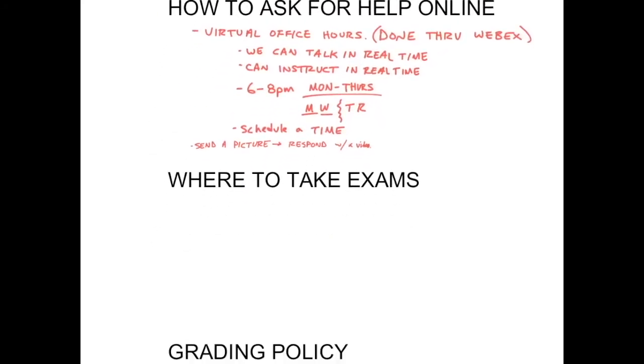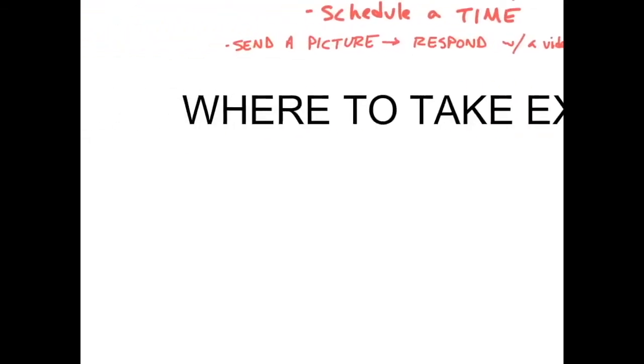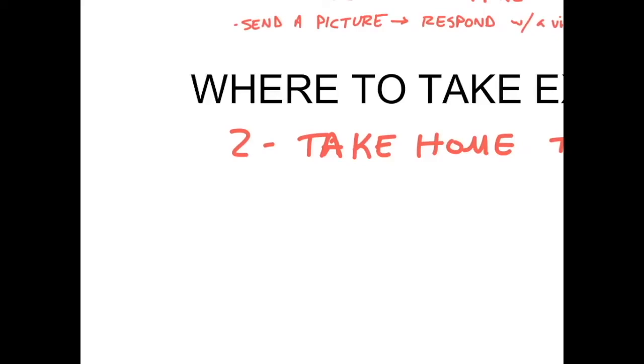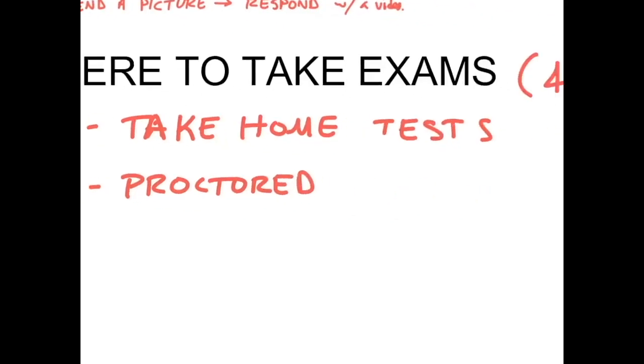One of the things that we have to talk about is where to take exams. You are going to take 4 total assessments. 2 will be take-home exams, and we're going to call those take-home tests. And then you will take 2 proctored exams. A proctored exam means that you have to go to a CMC location.